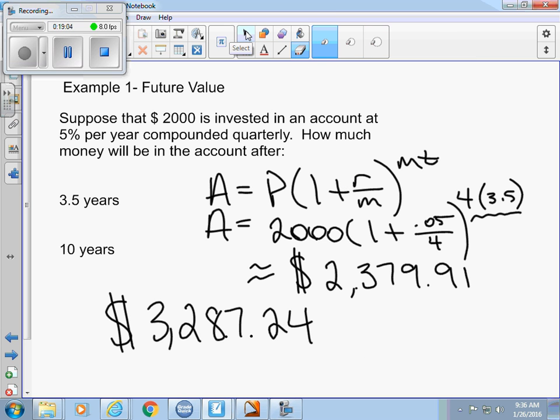Any questions about that? Small changes in the interest rate will make big changes in your final amount over several years. If you can get a 5.5% instead of a 5%, someone just run that really quick with the 0.05 as 0.055 after 10 years. Just the 0.05 to 0.055.